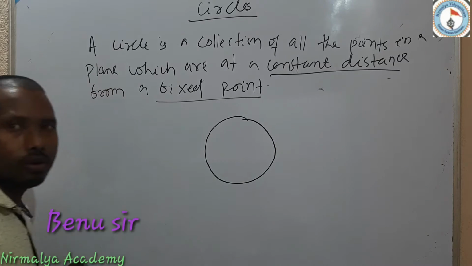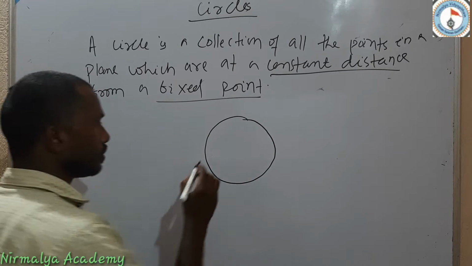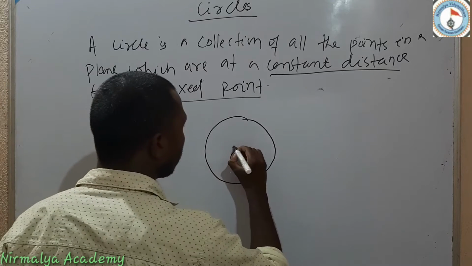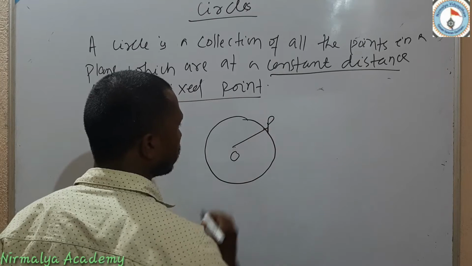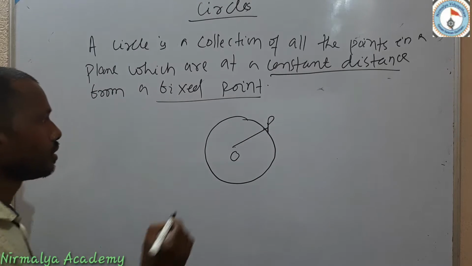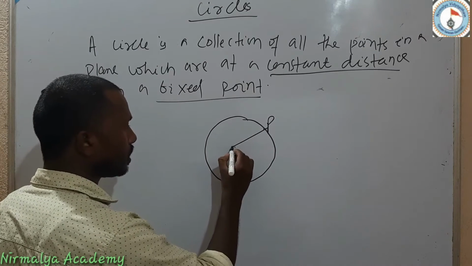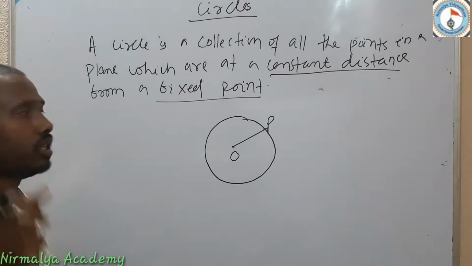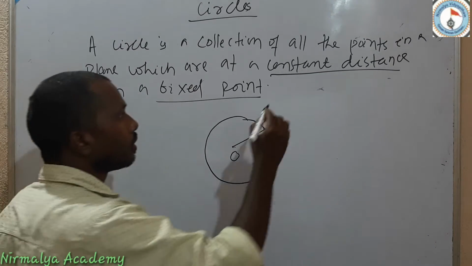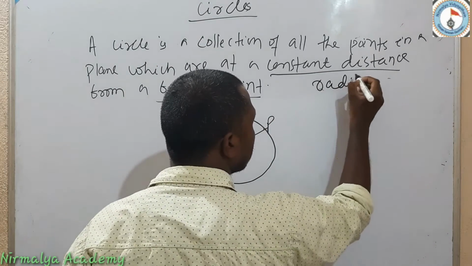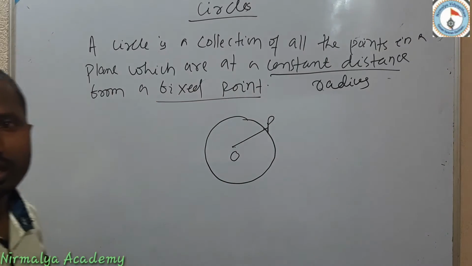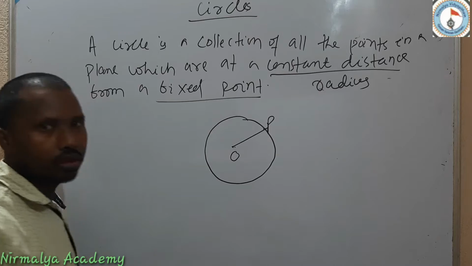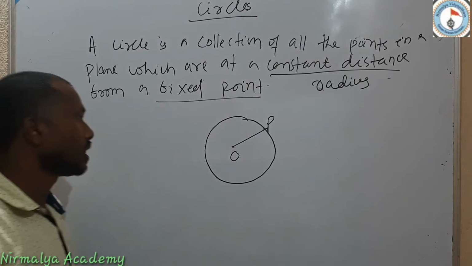Let us take an example. This is the circle with center O and OP is the radius. P is a point on the circle. So this is the distance between center and any point on the circle, that is called radius. But that distance is always constant, so that is the radius, and this fixed point is known as center of the circle.